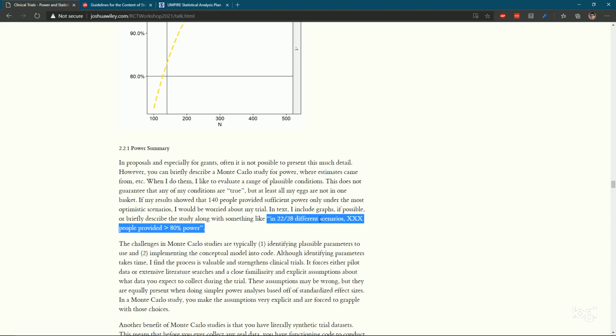Under most of them, this is a reasonable approach. This is an adequate sample size for many conditions that I believe and can argue are plausible. I've drawn those plausible scenarios from literature, from pilot data, wherever I got it.